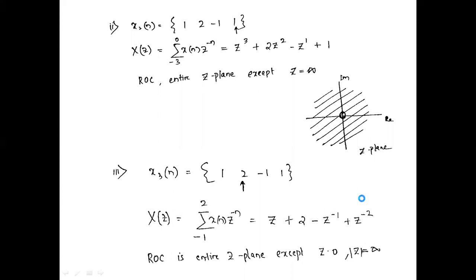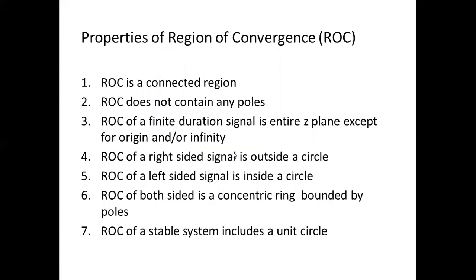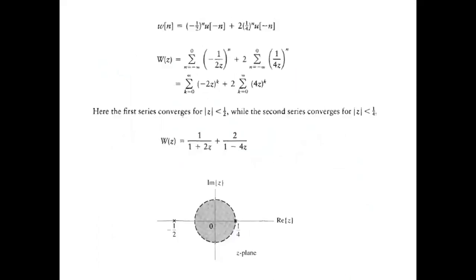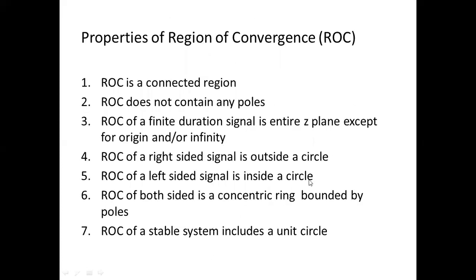Then what is the next property? The next property is: ROC of a right sided signal is outside a circle. You can see u of n, it's a right sided signal, right? So ROC is outside some circle of certain radius. Whereas if we see any left sided signal, you can see here the ROC is inside a circle. So ROC of a right sided signal is outside a circle, a left sided signal is inside the circle, and for a both sided signal, it's a concentric ring.